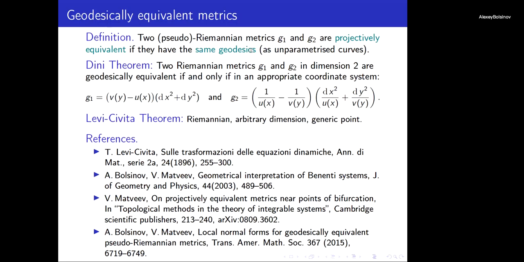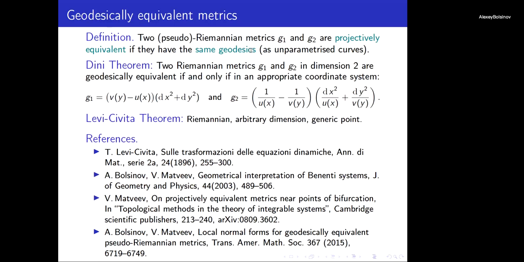So the point is that the geodesic lines, if we know these lines, allow us to reconstruct the metric uniquely. Sometimes it cannot be done. There are many different Riemannian metrics possessing the same geodesics.